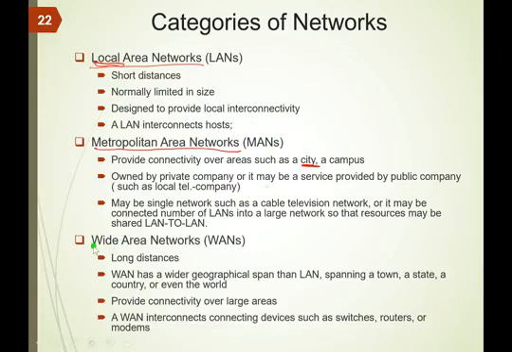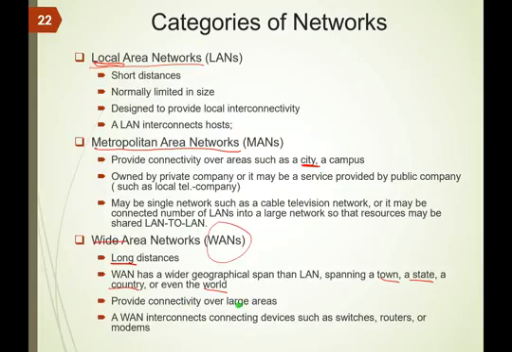And we have wide area networks, or WANs. From the name wide, we mean long distances. A WAN has a wider geographical span, so instead of one city, it may span a whole town, a state, or a country. A whole country can be a single one, or even the whole world. For example, a company that has many branches in different cities, different countries, different continents. Their whole network is a WAN. They have local networks, they have metropolitan networks, all connected together to make a WAN.